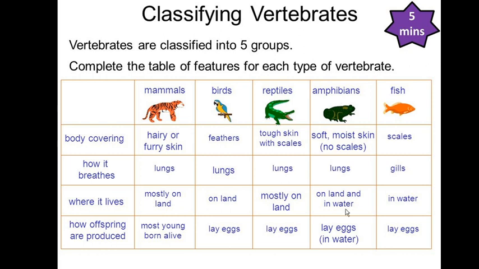When the frog is young, it's called a tadpole, and it lives in water like the fish. When it grows, it becomes an adult. It becomes a toad, so it lives on land. So amphibians lay eggs in water.